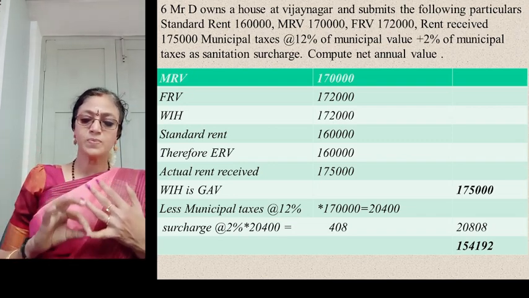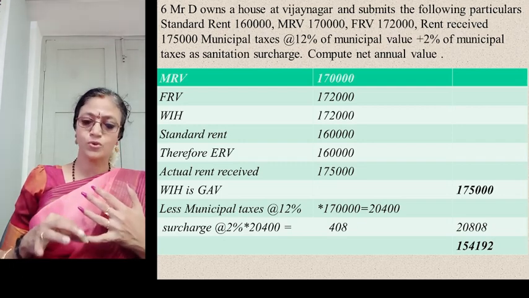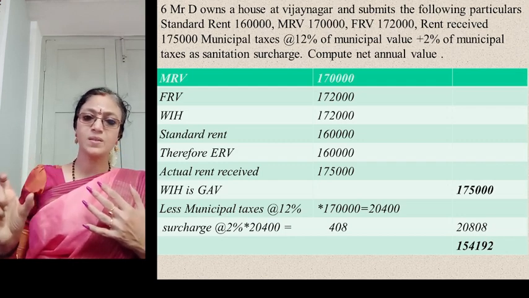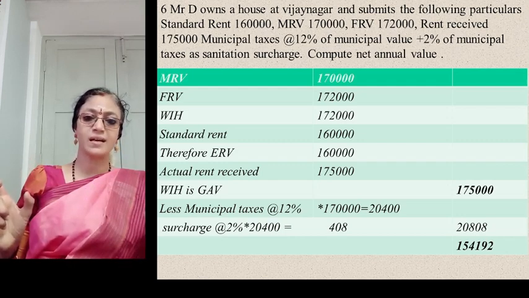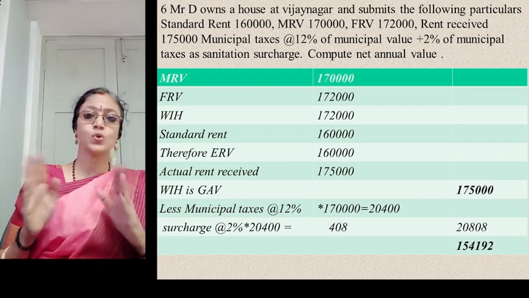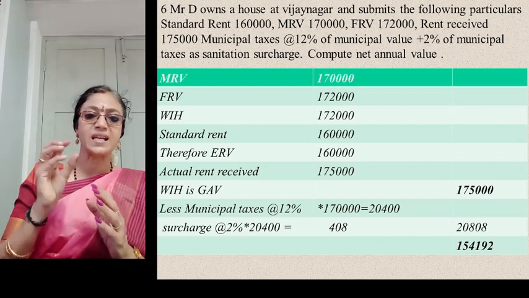So your municipal valuation is 1,70,000. Your fair rental value is 1,72,000. So whichever is higher, 1,72,000. You will compare this 1,72,000 with your standard rent, and the standard rent that's given to us is 1,60,000. So whichever is less, 1,60,000 remains to be your ERV.